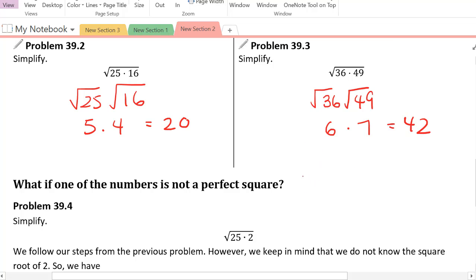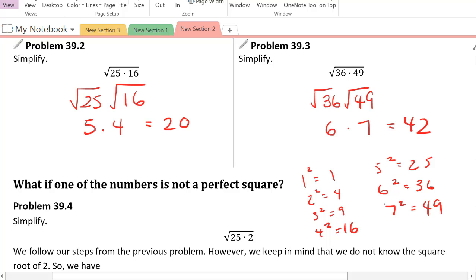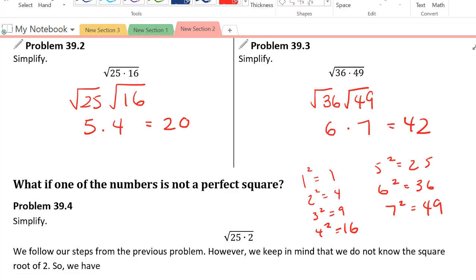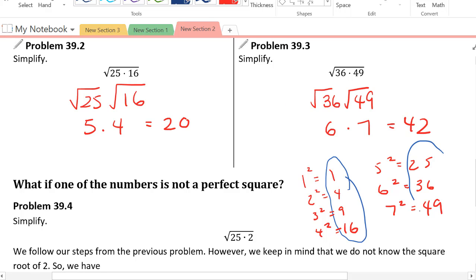You can make a list of all the perfect squares: 1 squared is equal to 1, 2 squared is equal to 4, 3 squared is equal to 9, 4 squared is equal to 16, 5 squared is equal to 25, 6 squared is equal to 36, 7 squared is equal to 49. So what does this mean? These are what's called our perfect squares. These guys are called the perfect squares.